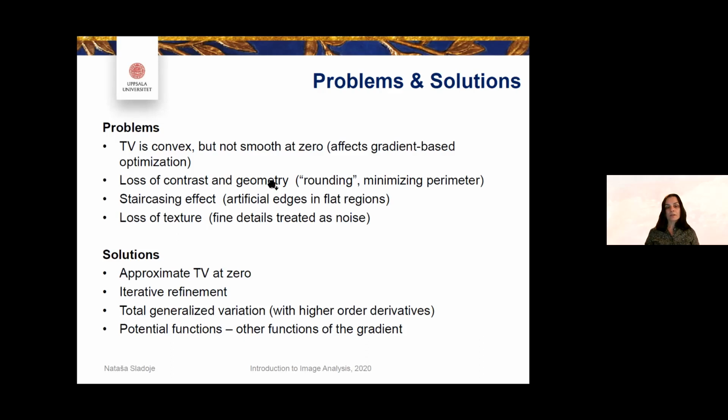There is some loss in geometry because some edges, some corners are still lost, even though to a much higher extent than with, for example, L2, that is Tikhonov regularization. There are some observed effects, such as staircasing effects, which then mean that we have some edges sometimes appearing even in flat regions where we do not expect or want them.